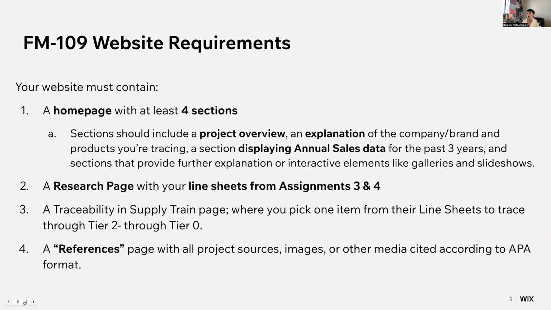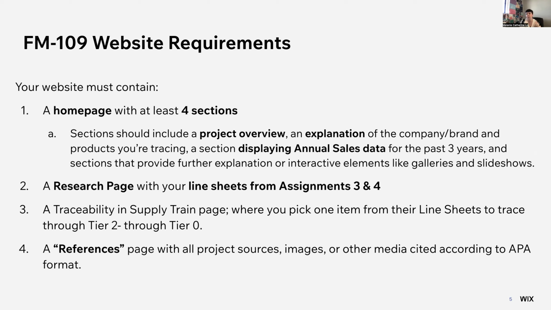All right, and now on to our website requirements. For your FM-109 final project, your website needs to contain the following things. It needs to have a homepage with at least 4 sections. The sections terminology will make sense when I get into the demonstration. Basically, this needs to contain a project overview, an explanation of the company or the brand that you're working with, the products you're tracing.